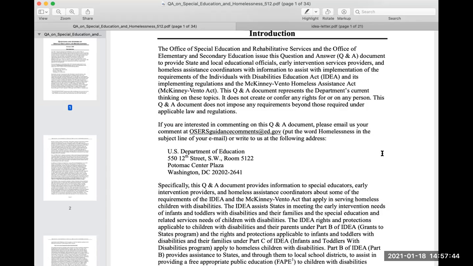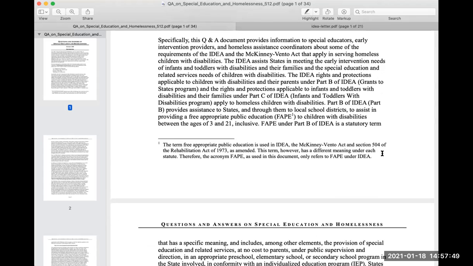Specifically, this Q&A document provides information to special educators, early intervention providers, and homeless assistance coordinators about some of the requirements of the IDEA and the McKinney-Vento Act that apply in serving homeless children with disabilities. The IDEA assists states in meeting the early intervention needs of infants and toddlers with disabilities and their families, and the special education and related services needs of children with disabilities. The IDEA rights and protections applicable to children with disabilities and their parents under Part B of IDEA, grants to states program, and the rights and protections applicable to infants and toddlers with disabilities and their families under Part C of IDEA, infants and toddlers with disabilities program, apply to homeless children with disabilities.